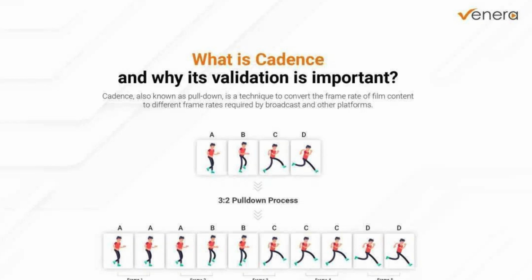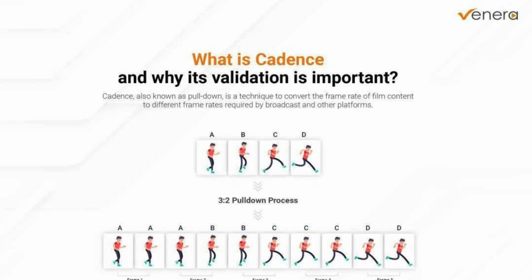How QC applications can help. There are several different QC requirements for cadence validation, and the following are some of the major use cases. Content needs to be at a native frame rate. Most of the OTT service providers need the content in its native frame rate. It means that no pull-down must be applied to the content that is delivered to them. Content providers need to ensure that no pull-down is applied throughout the content.